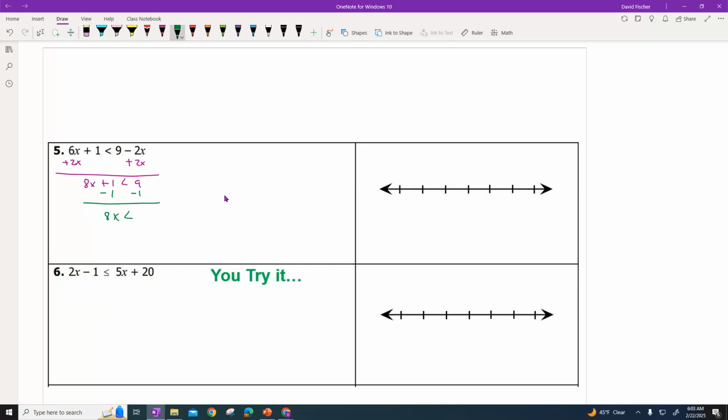I'll just stop talking here so I make sure I do my math right. I'm not going to flip the sign on that guy because I divided by a positive 8. Alright, so we got a 1 there. And I'm going to have an open circle. And I want all numbers less than.